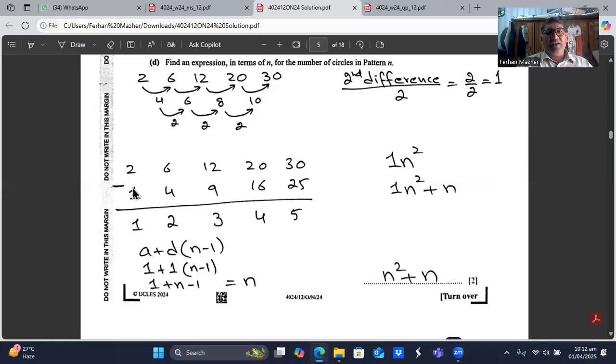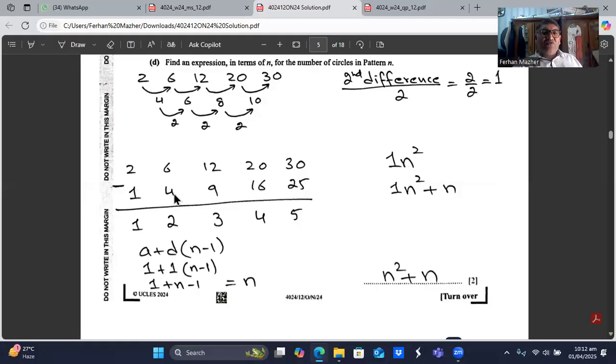So when you put 1 in the place of n, you get 1. When you substitute n with 2, you get 4. And when you put 3 in the place of n, you get 9, 16, 25. Okay. Then you subtract these two. This is how we find the nth term of our quadratic sequence. You subtract these two, the original sequence and this which you are getting from here.